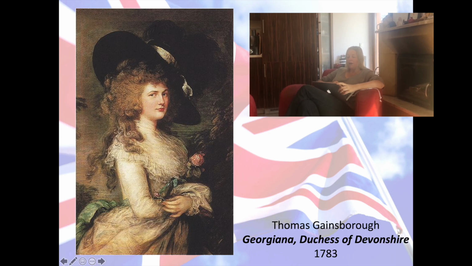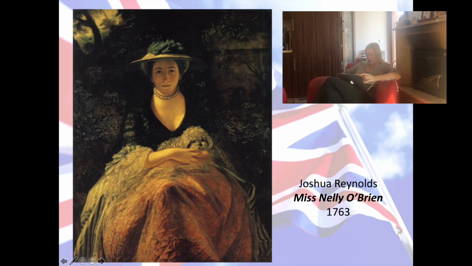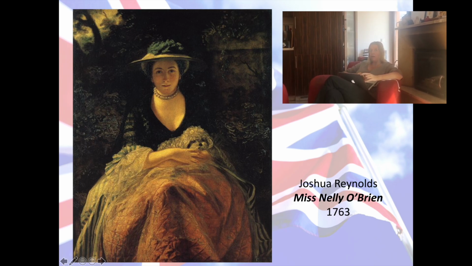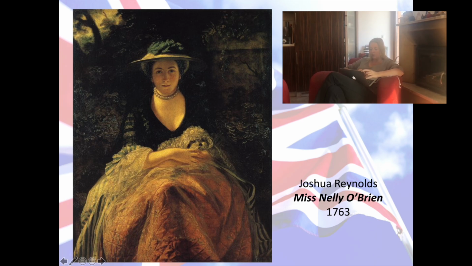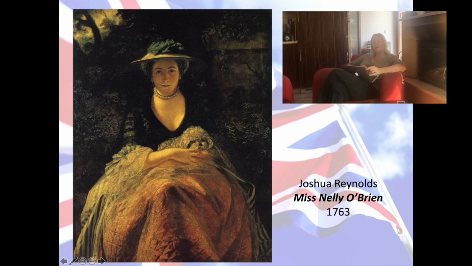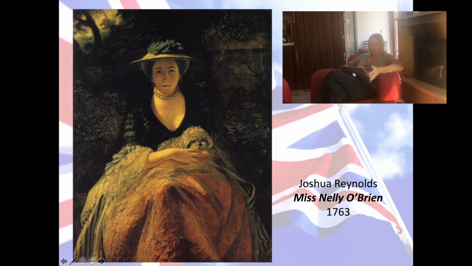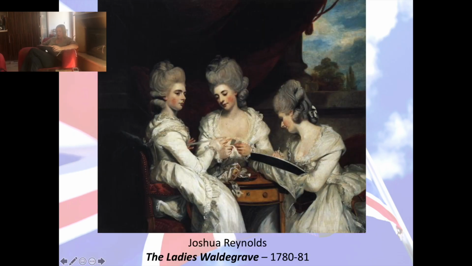But also we have slightly less reputable ladies such as Miss Nellie O'Brien, who was a famous courtesan. She doesn't look like a loose woman in Reynolds' portrait. She is a beautiful, charming young woman with a doggy. So yes, she's one of the fashionable, rich people who start having animals, especially dogs, for companionship.